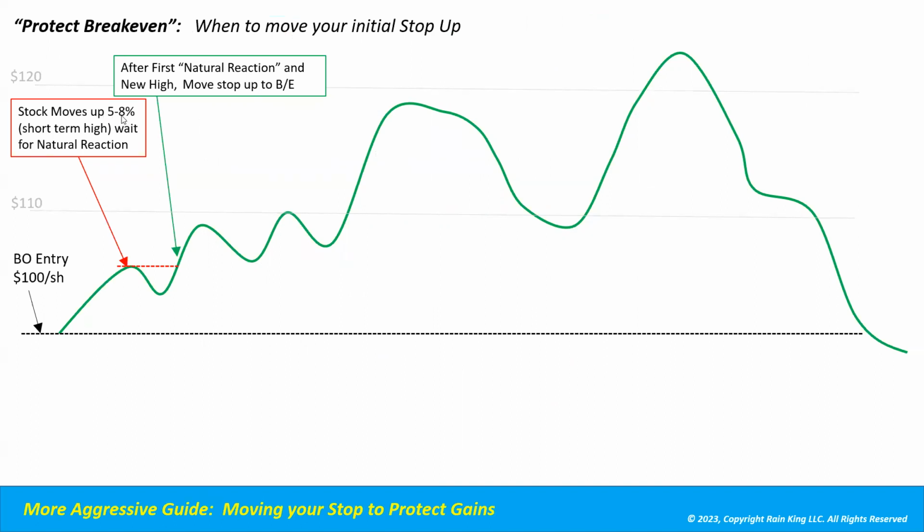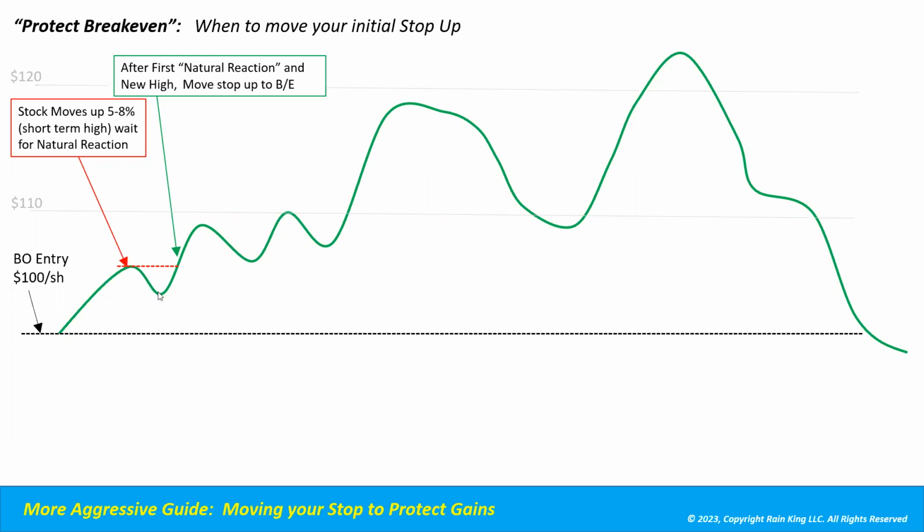So when the stock moves less than 8%, which is our other guide, let's say it moves up 4, 5, 6, 7% and forms a short-term high. And then it corrects and forms a little bit of a pullback, and then it recovers and moves to higher ground. Well, after we've had the initial reaction and we go to new highs, that is when we will move the stop up to break even. Now, this is more aggressive because we're moving our stop before the 8% guide.